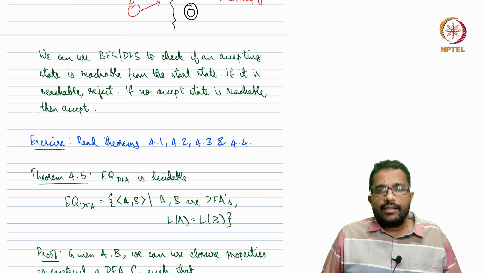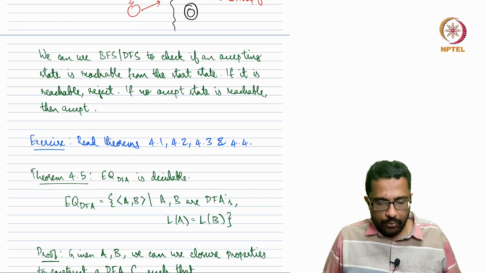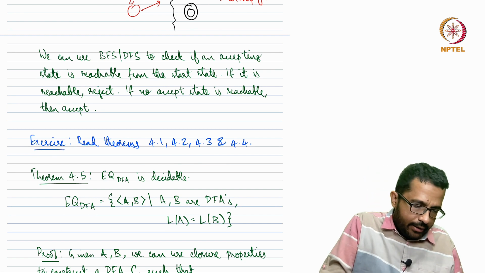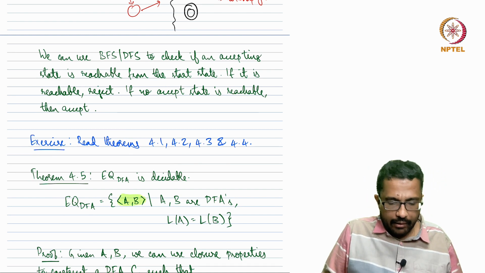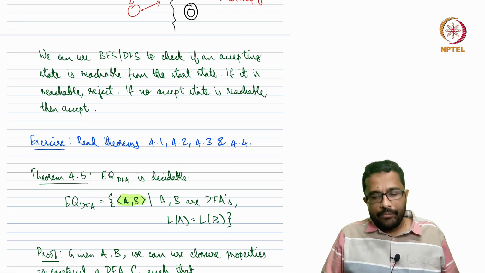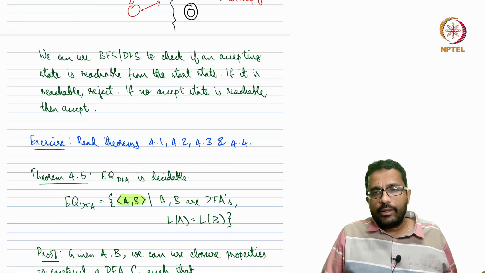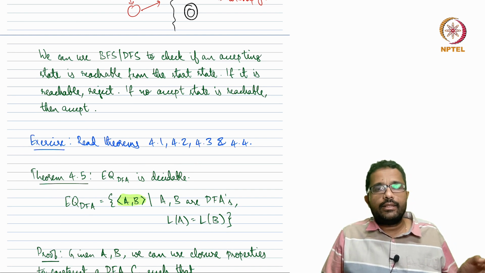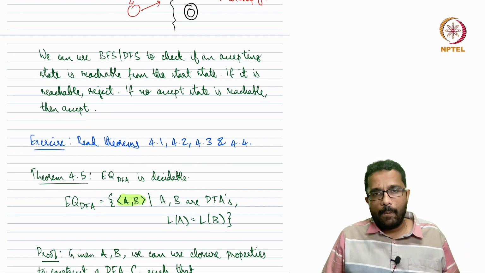Okay, so the next is EQ-DFA. Here what we are given is 2 DFAs, A and B, and we are asked whether these 2 DFAs are equivalent. In other words, we are asked whether the languages recognized by these 2 DFAs are the same.